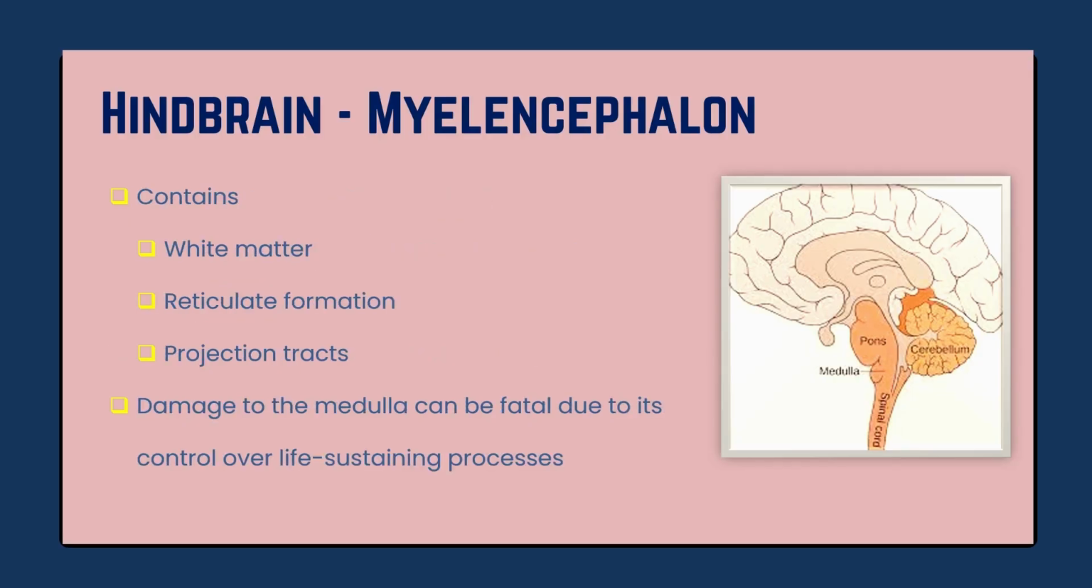What does it contain? Again, like every other part of the hindbrain, myelencephalon also contains what? White matter, reticular formation, and projection tracts. Projection tracts are nothing but bundles of nerve fibers which are relaying information from one part to the other. Damage to medulla can be fatal due to its control over life-sustaining processes. I said again, hindbrain is involved in what? Regulating all your autonomic functions like heartbeat and breathing, which you cannot do voluntarily. There is no voluntary control. So if anything happens to the medulla, it's potentially fatal to the human being.